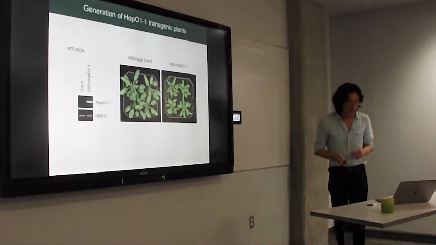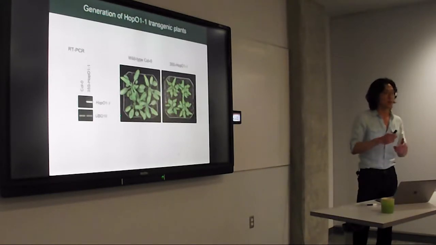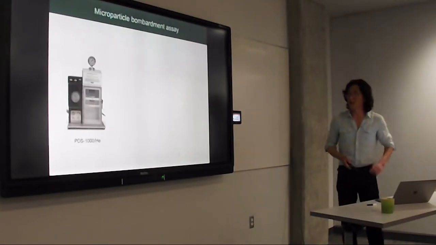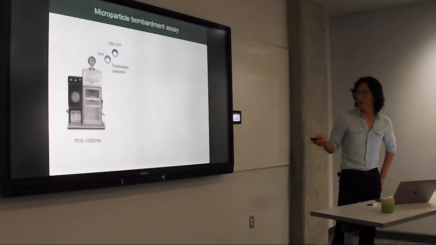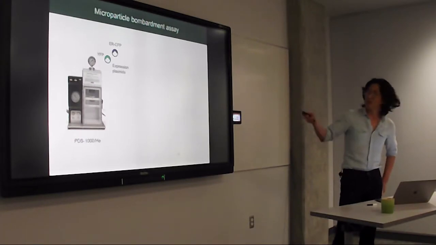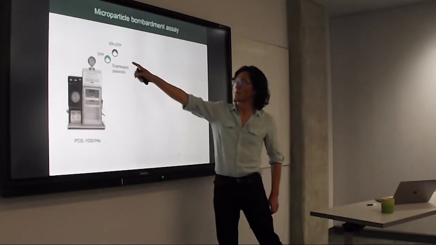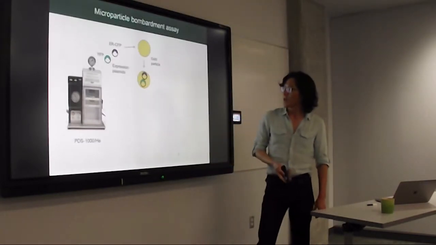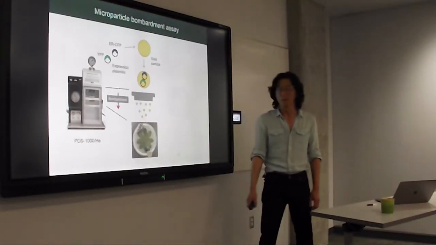Using this material, the main question I would like to ask is whether expression of HAP01-1 affects plasmodesmata-dependent movement or not. To study that, I used a method called microparticle bombardment assay. The idea is that you use a system to transiently express two different fluorescent molecules. The first one is a YFP molecule, and the second one is ER-trap CFP. I coat these two plasmids on gold particles and bombard them into Arabidopsis wild-type and transgenic plant lines.